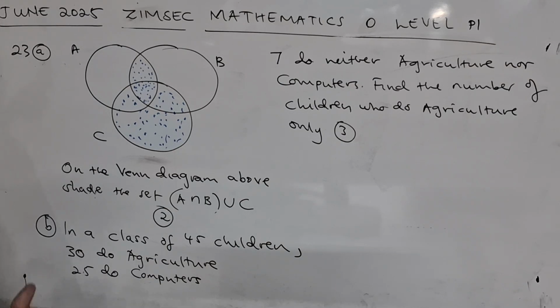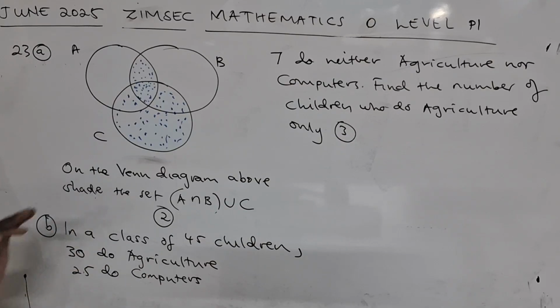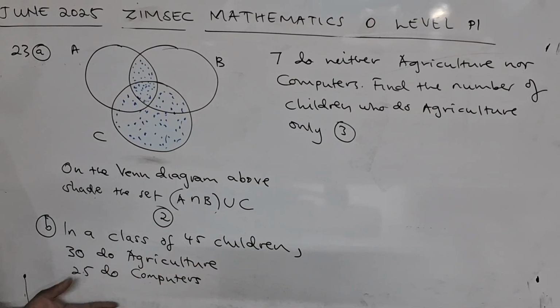See, here, let's say you are in a class and two subjects are being introduced. One is agriculture and the other one is computers. Some of you will be like, oh, nowadays we are dealing with technology, so I want to start computers. So it is observed that 25 are doing computers, and 30 will be like, oh, we want to do farming, so I have to take agriculture. So 30 are studying agriculture.